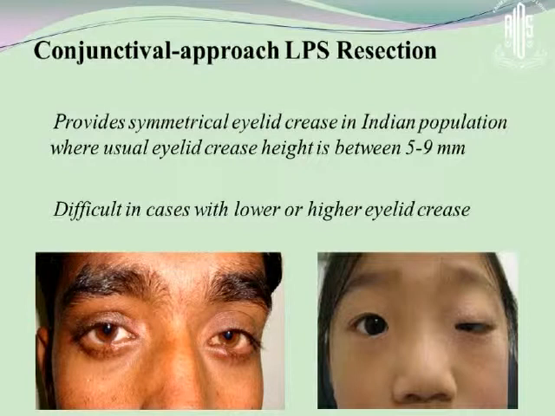The conjunctival approach provides a symmetrical eyelid crease in the Indian population, where the usual eyelid crease height is between 5 to 9 mm. But it is difficult in cases where the lid crease or the fold is very high, or it's not there, or a very low eyelid crease. As in this patient, this side the normal lid crease is very high. It's around 14 millimeters from the lid margin, and this is after the surgery. So taking out the suture so high is very difficult, and it's very difficult on the skin surface, especially if the lid fold is very low down.